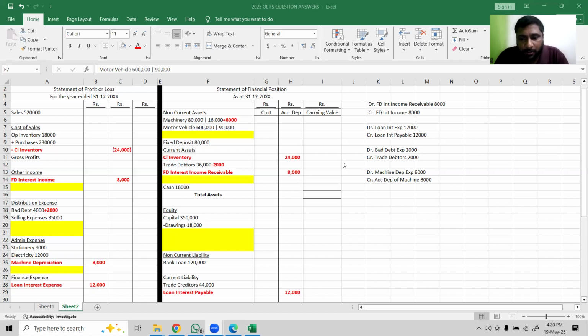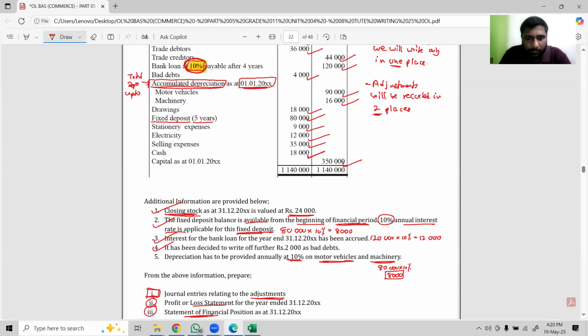Okay. The last one. The last one, motor vehicle. Motor vehicle cost was 600,000. 600,000, 10%. That means 60,000. So do remember, generally motor vehicles are used for the delivery work.